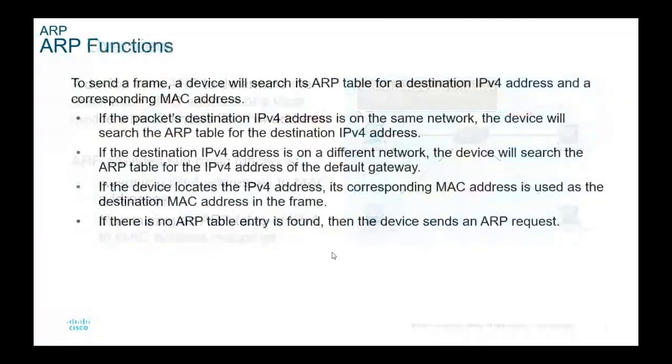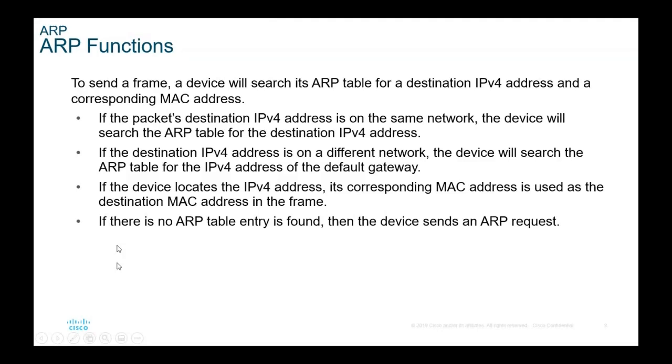All right, so let's keep on going. ARP functions. To send a frame, a device will search its ARP table for the destination IPv4 address and a corresponding MAC address mapping. If the packet destination IP address is on the same network, the device will search the ARP table for the destination IP address. If the destination IP address is on a different network, the device will search the ARP table for the address of the default gateway. Easy enough? So if it's on a different network, it uses the gateway. So if it uses the gateway, it needs to use the ARP table to find the MAC address of that gateway.